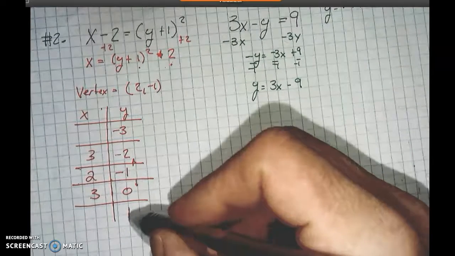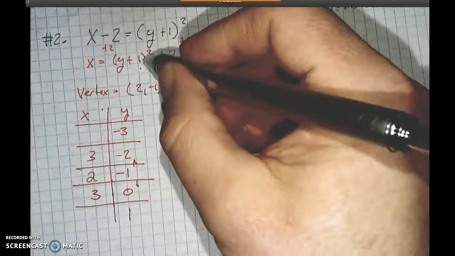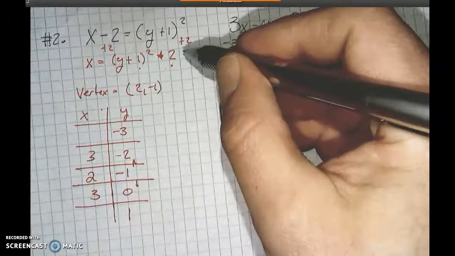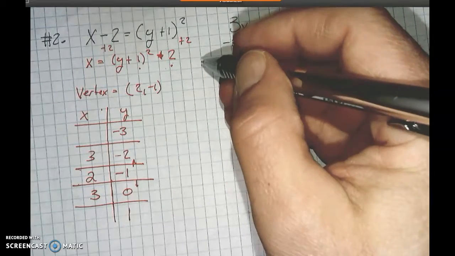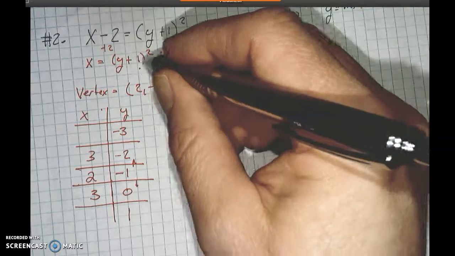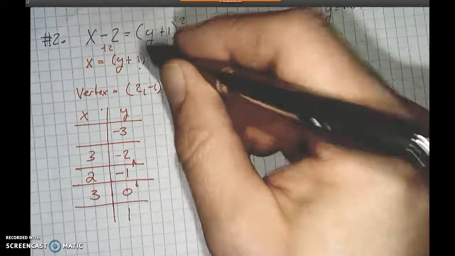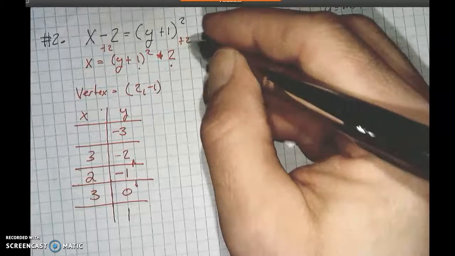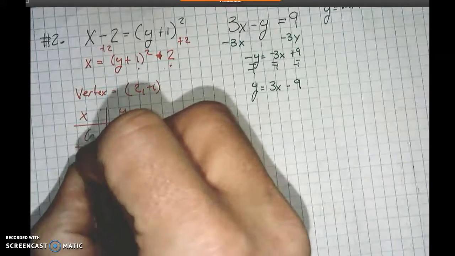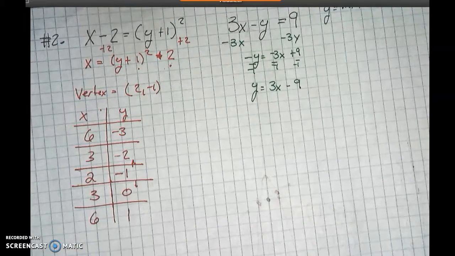Okay, so if I put 1 in, what's 1 plus 1? 2. 2 plus 2. Sorry. So 1 plus 1 is 2. 2 squared is 4. 4 plus 2 is, there I go. I got my math right that time. Whew, that was a struggle.